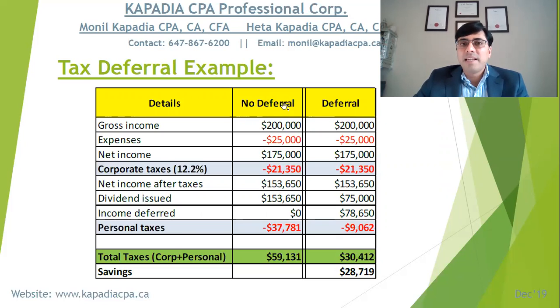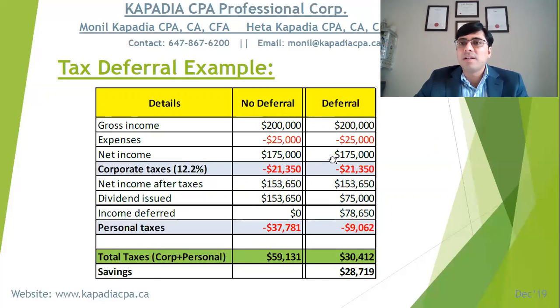In the example where there is no deferral, you have made $200,000 in income. We have assumed $25,000 in expenses, so net is $175,000. The very first tax that you will pay is the corporate tax. We have assumed it to be 12.2% based on the 2020 tax rate in Ontario, so you will end up paying $21,000 in taxes. Net income after taxes, whatever is left, the whole amount, you're taking out as dividend, no deferral. In this case, you will end up paying around $38,000 in personal taxes. In total, both corporate and personal put together, you paid $59,000 in taxes.